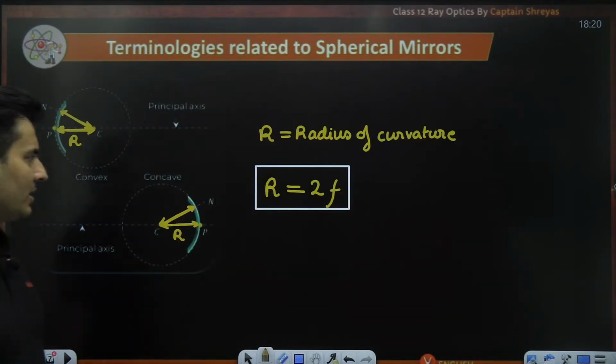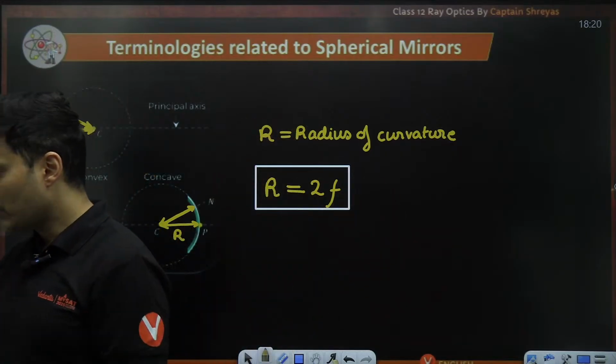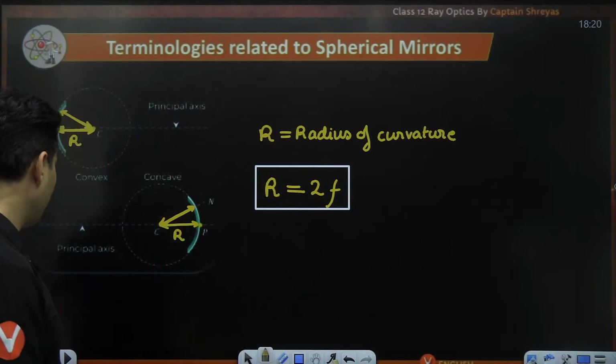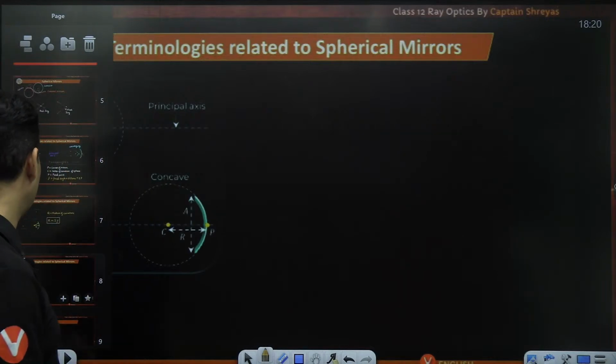Are all these points absolutely clear in your head? Let's go ahead then. Very good. Keep it up. R is 2 times the focal length.